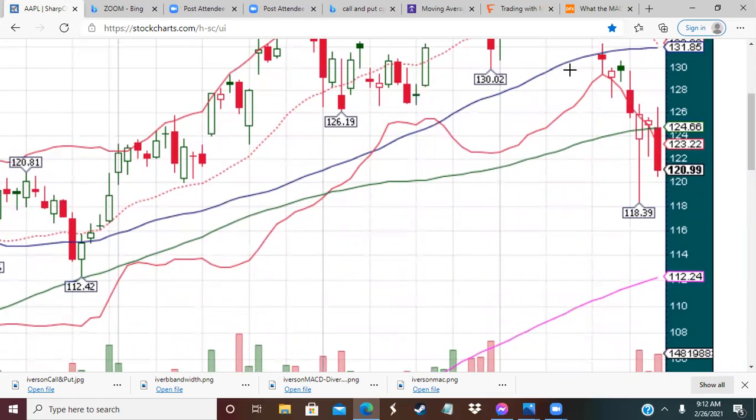This line is the 50 moving average. That's the blue one. This is the 100 moving average. That's the green one. And this is the 200 moving average. And we look for a moving average fan. That means that the 50 is above the 100 and the 100 is above the 200. And when we find this fan, that lets us know that there is an uptrend going on.